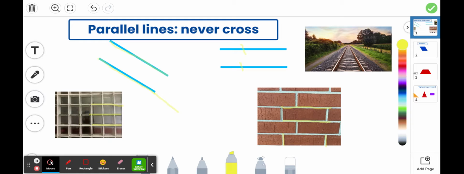Something you might see are railroad tracks. In this picture, it looks like they do cross, but if you've seen railroad tracks, there's always equal distance between each side of the track. And so maybe blinds, those are another example of parallel lines.